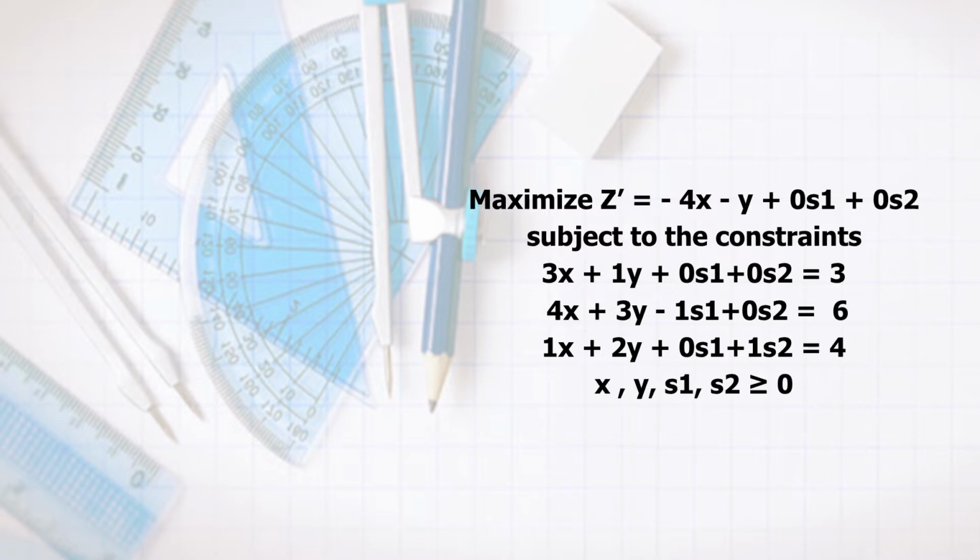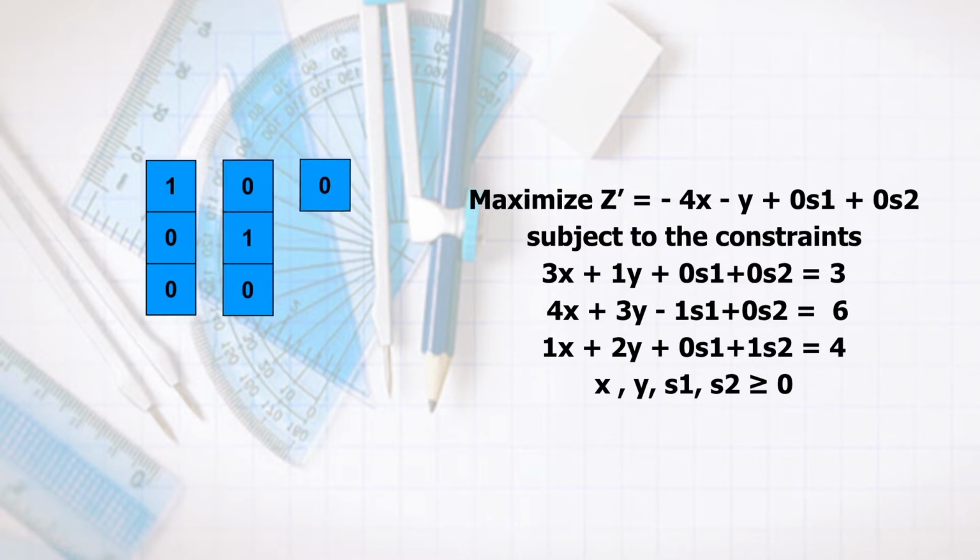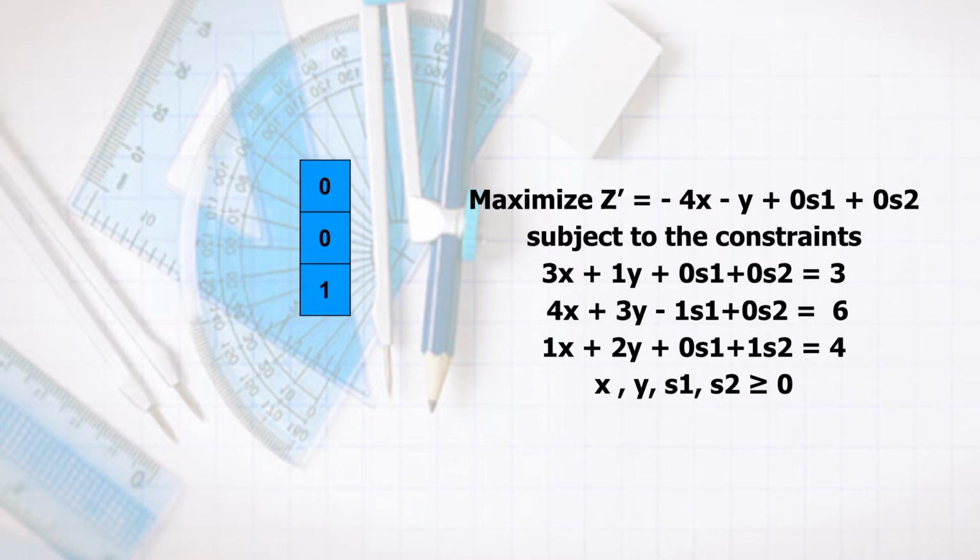Since the problem has three constraint equations, it must have the basis 1 0 0, 0 1 0 and 0 0 1. Here s2 holds the basis 0 0 1 and the other two bases are missing. Hence, the given linear programming problem is not in the standard form and hence the simplex method cannot be implemented to find the solution for the given linear programming problem.